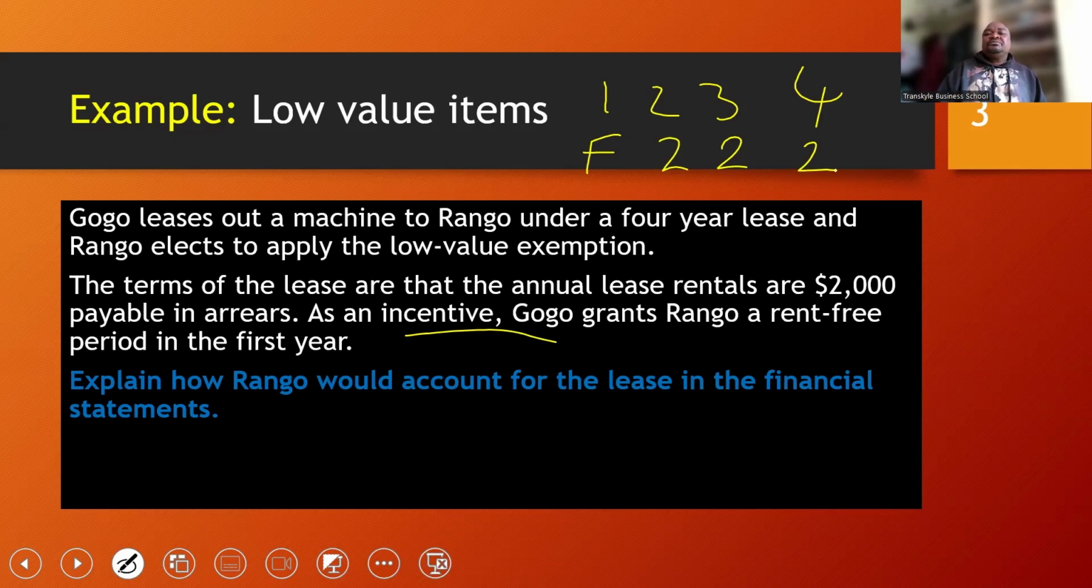So we are going to have a year 5 somewhere. Why year 5? Because year 2 rental is going to be paid in year 3. We are paying in arrears.